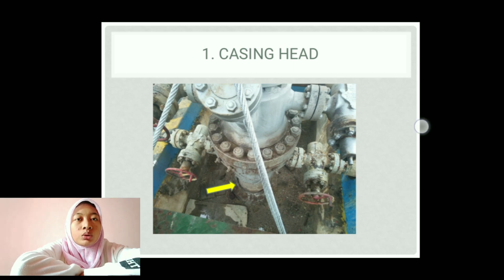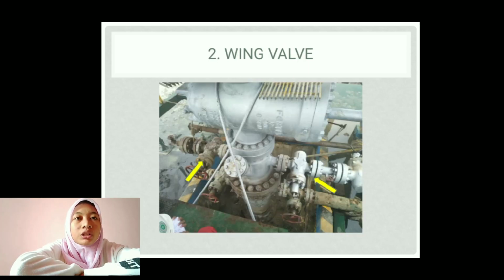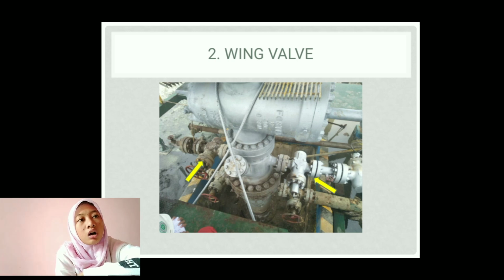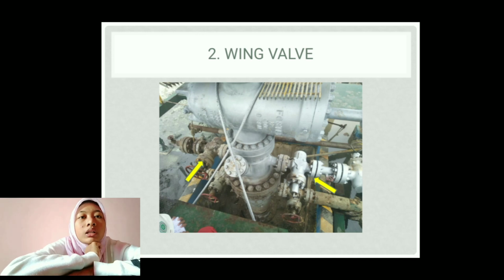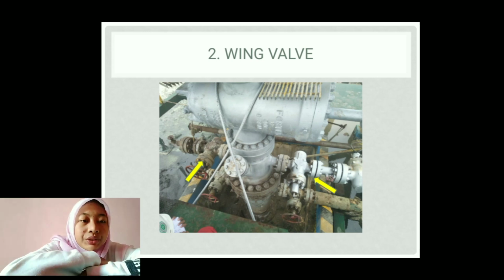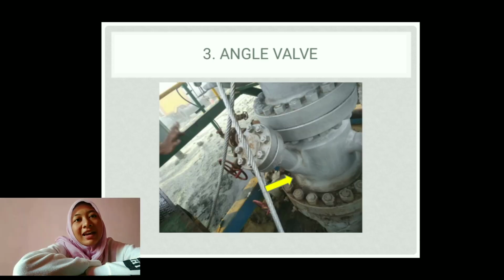Number two, wing valve. The wing valve's function is to release fluid flow into the air at a very small flow rate, bleeding when the well is not operating. If the well is not bled, the steam from inside the earth cannot come out, so the steam will condense. The condensation of steam causes the steam to decrease in temperature, so that the fluid in the bowels of the earth will not reach a perfect boiling point.